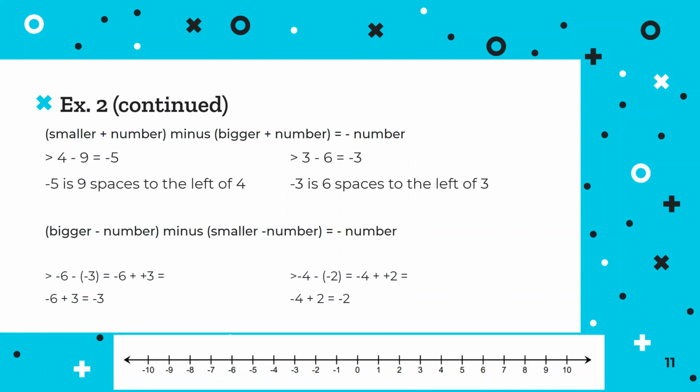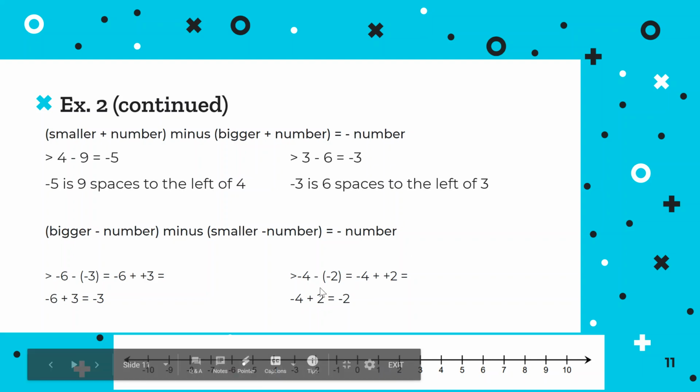We can show that on the number line because a -4 plus 2, so we move to the right, 1, 2, and we get negative 2. Remember that minus a negative is basically equal to plus a positive. Put a vertical line through the minus signs and you get addition.